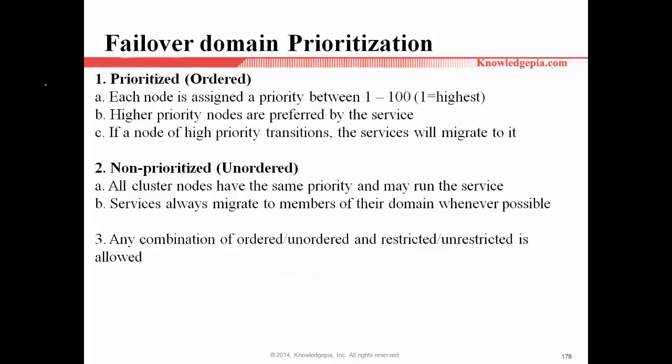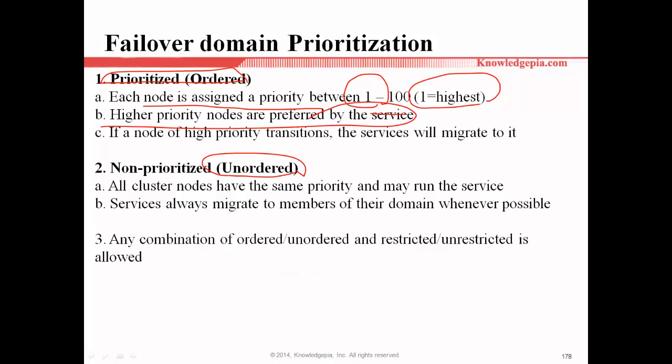Failover domain prioritization. Here, priority normally means ordered, and non-priority means unordered. Each node is assigned a priority, normally from 1 to 100. So 1 is highest. The lower the priority number, the higher the priority, and the higher priority node is preferred by the service. And if a higher priority node transitions back, then the service will migrate to it.